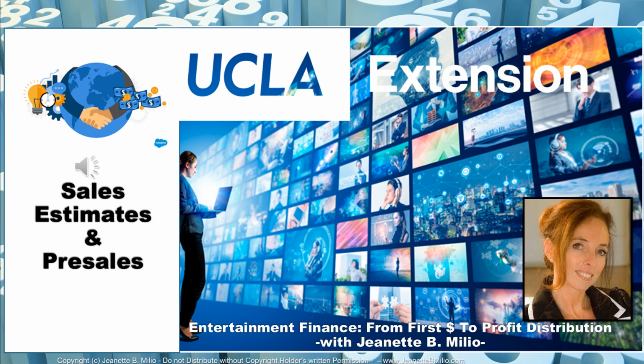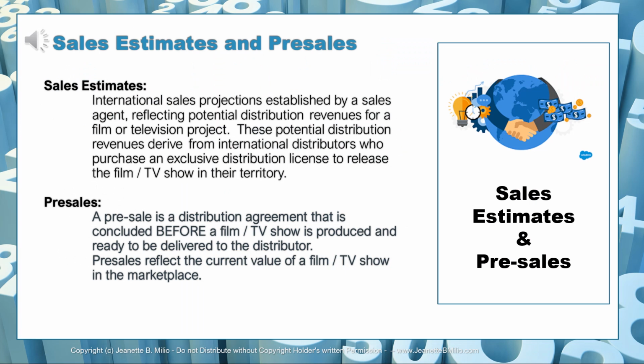Sales estimates and pre-sales are to happen at a certain level to project profitability or potential revenues for a film or television project. Sales estimates are international sales projections established by a sales agent, reflecting the potential distribution revenues for a film or television project. These potential distribution revenues derive from international distributors who purchase an exclusive distribution license to release the film or TV show in their territory on their platforms.